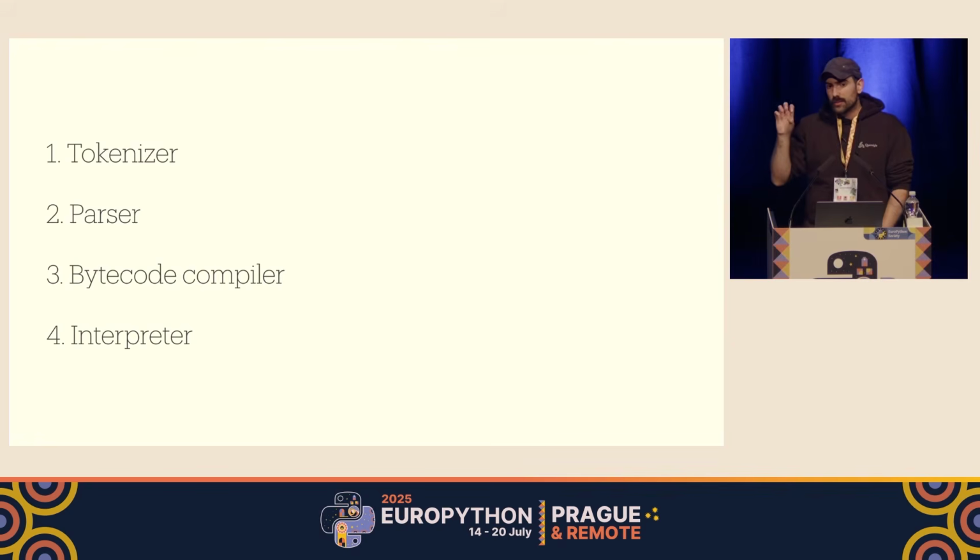When the compiler starts, the tokenizer takes over and tokenizes the source code. Then we've got the parser, the bytecode compiler, and finally the interpreter. This is going to be a very high-level view, so I'm not going into the nitty-gritty details for the JIT or the Tier 2 optimizer or things that may be happening between those. I'm just going to give a high-level overview.